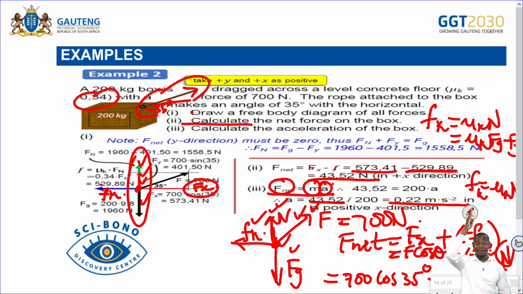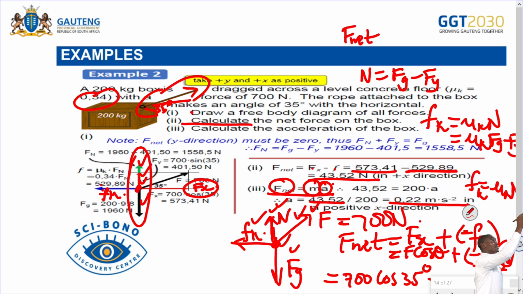But the forces that are acting perpendicular to the horizontal plane, then their F net should be 0. That is how we got our N equals to what? F G minus Fy. Remember, this thing is from F net equals to 0 for vertical forces.